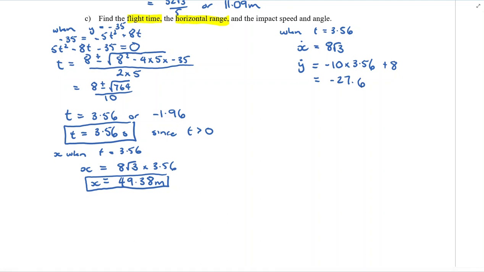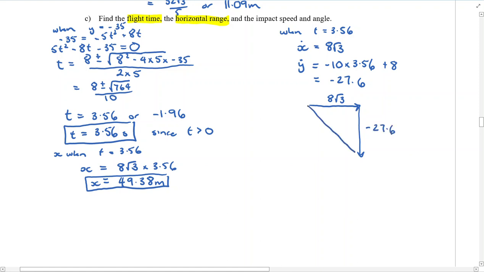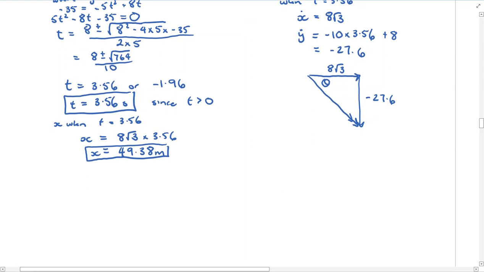You can draw that as a diagram, and that will help us find our angle as well. So in the x direction, we're going 8 root 3. In the y direction, we're going a negative 27.6. We want our resulting velocity, which is our hypotenuse, so we'll use Pythagoras' theorem for that. And we're also going to find theta, which is the angle to the ground, the angle of impact. Okay? So let's do the hypotenuse first. I'm going to call it v for velocity, equals, Pythagoras' theorem says, the two shorter sides squared and added together.